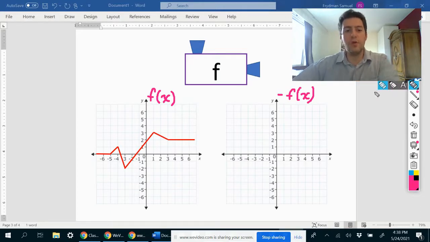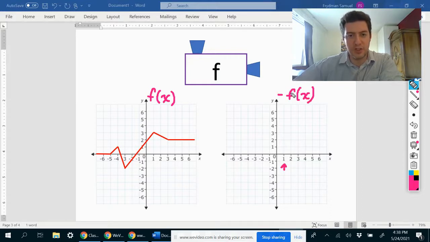Okay, so what would happen? If x is 1, then we put 1 directly into the function machine. And we know from this graph that if we put 1 directly into the function machine, we get 3 out.